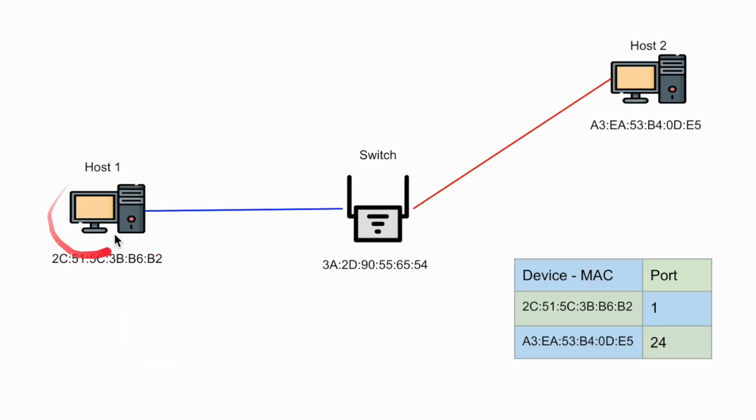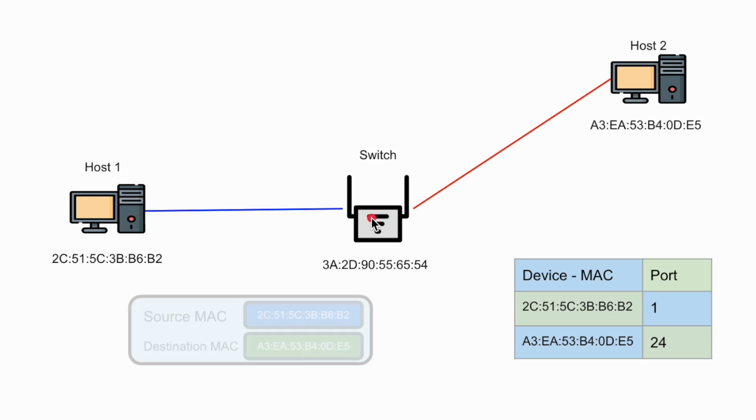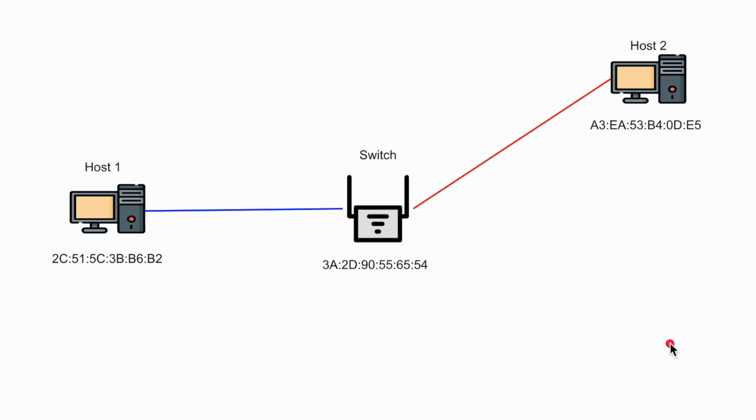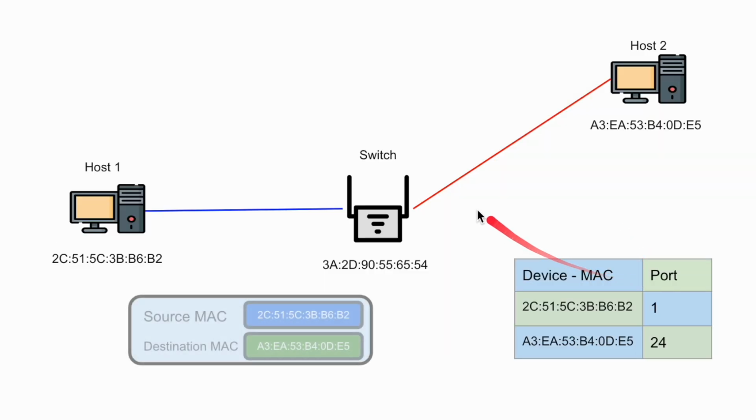So when host 1 wants to communicate to host 2, it sends the data to the switch with a label, and it will put the source MAC address from where it originated and the destination MAC address where the data is supposed to go to. So when the switch receives it, it checks the label and sees the destination MAC address. It checks the destination MAC address in its MAC address table. It sees that, oh, this belongs to host 2 and it should be sent out port 24, this port. And then the data is sent out to port 24 and host 2 receives it.